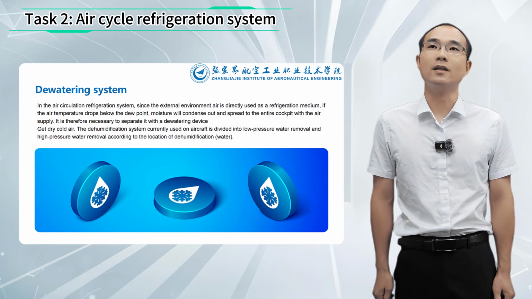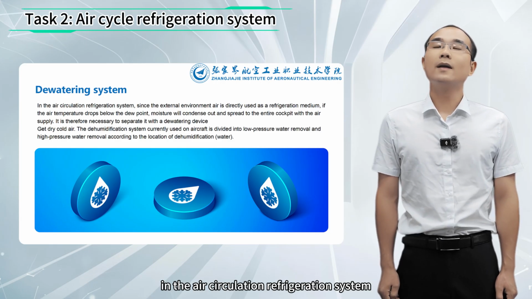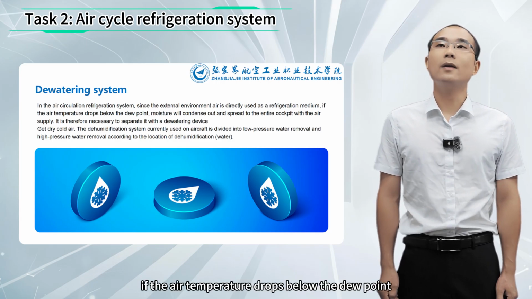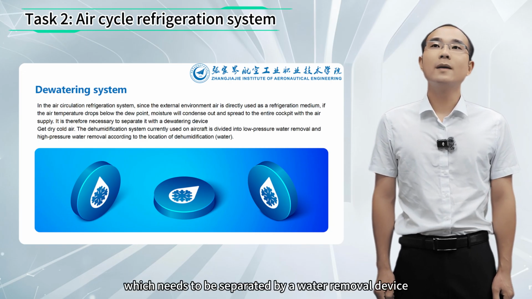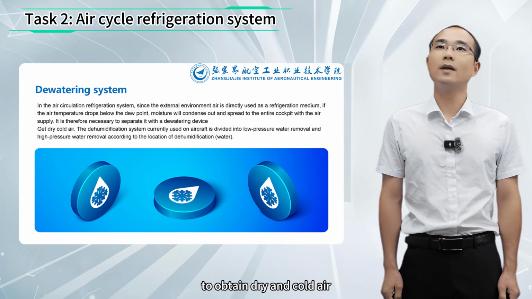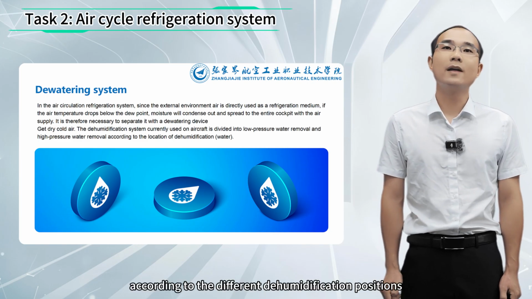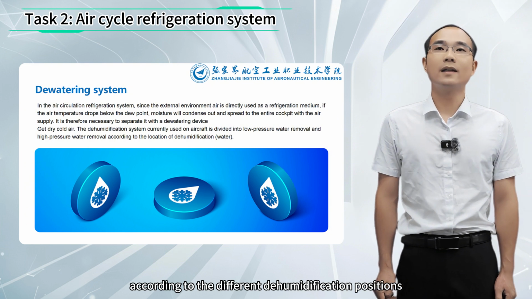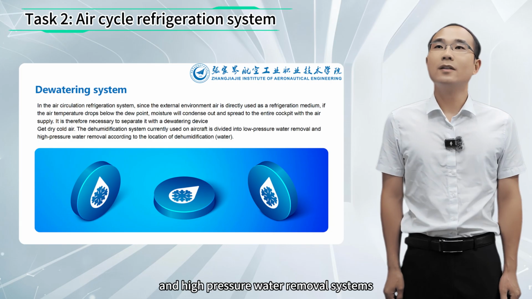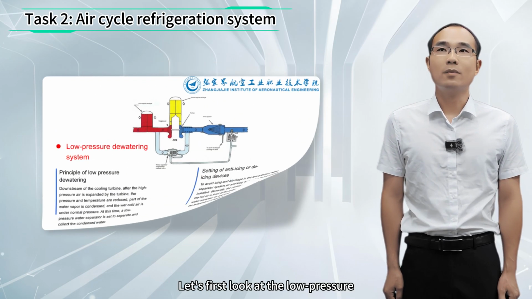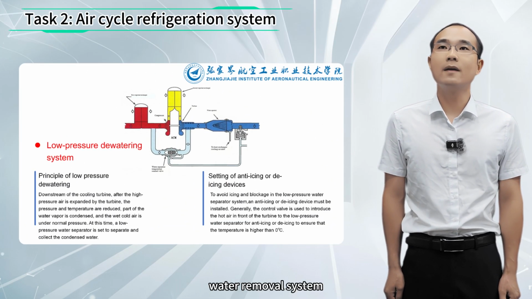Dewatering system. In the air circulation refrigeration system, if the air temperature drops below the dew point, there will be moisture condensation, which needs to be separated by a water removal device to obtain dry and cold air. According to the different dehumidification positions, it is divided into low-pressure water removal and high-pressure water removal systems. Let's first look at the low-pressure water removal system.